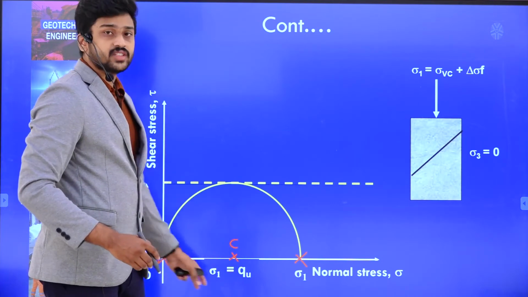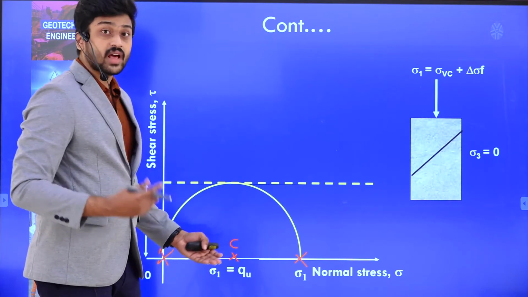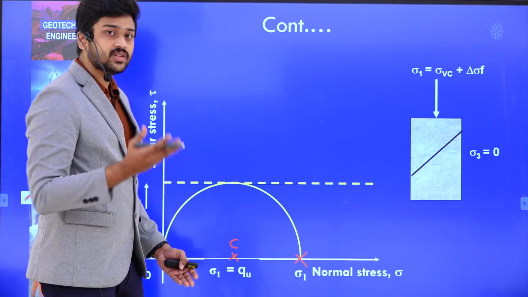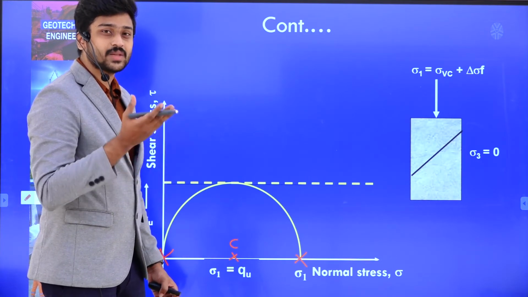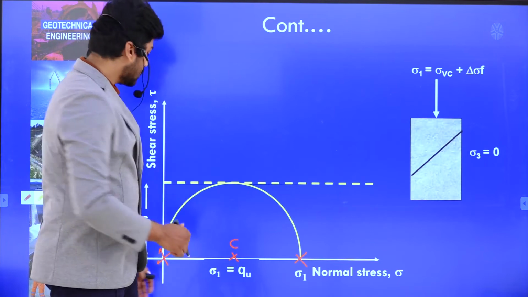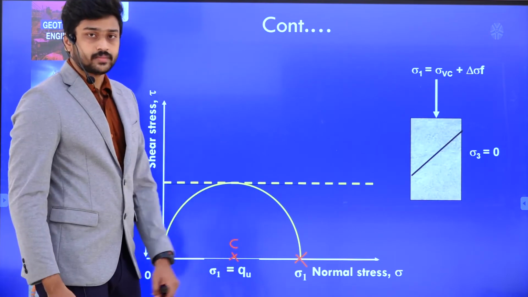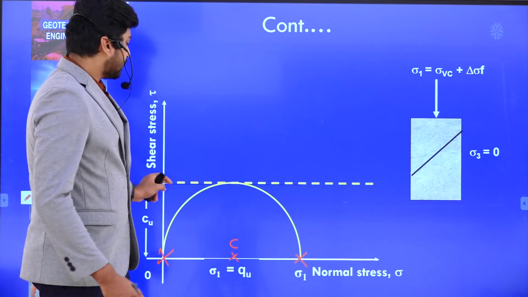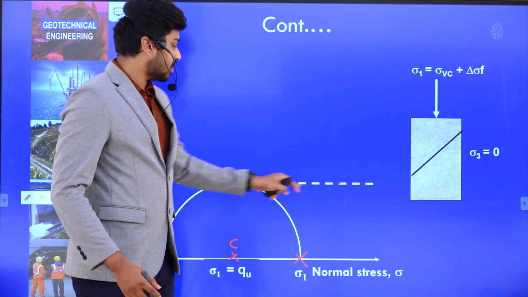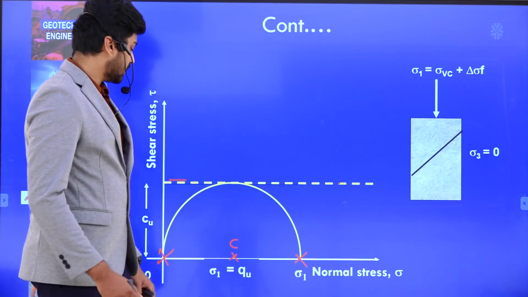So using this, if I just draw a circle, as I have stated in Mohr's representation, only the upper half can be considered because it is symmetrical about the sigma axis. So I have just drawn a curve in this manner. And if you observe this, this is a horizontal dotted line that I have represented here.